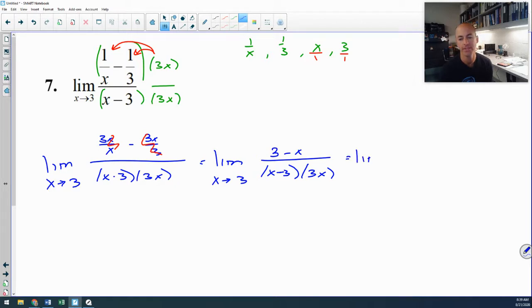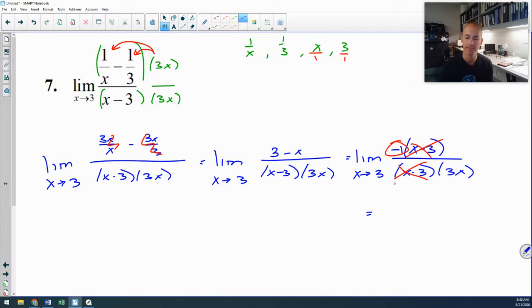However, it might be safer, so you don't make a sign error, to factor a -1 out of the numerator. If you notice, these are exact opposites. If you factor a -1 out of the numerator, that will turn my numerator into x minus 3. Now my denominator is x minus 3 times 3x, and now I can cancel the x minus 3's. Don't forget there is a -1 hanging out up there. So for my final answer, here's my direct substitution, so I don't have to write limit anymore. It's -1 over 3 times 3, which is 9.